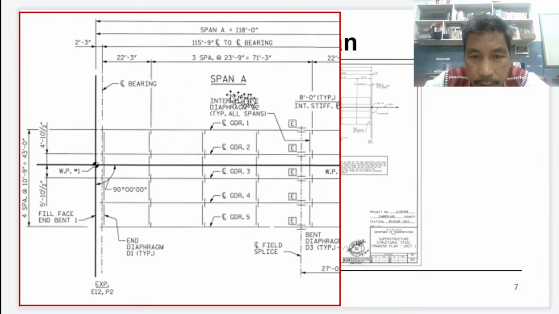What else? Intermediate diaphragm. So intermediate diaphragm, this one.